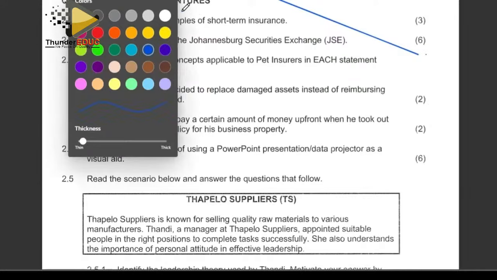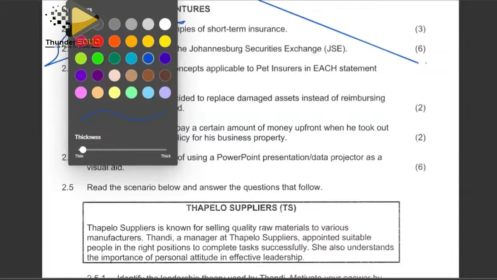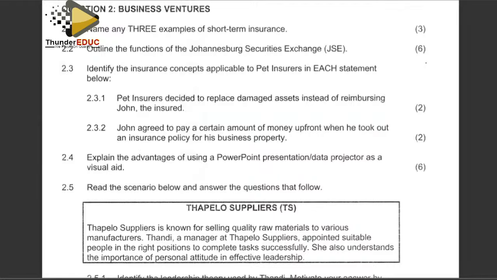the what? It does include theft. It also includes fire. And also, it does include burglary.